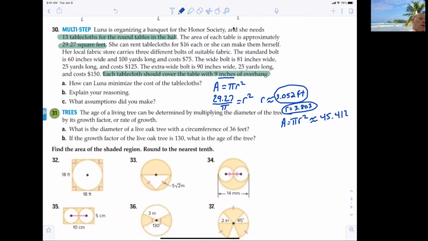Now, I'm going to need how many tablecloths? So I multiply that by 13, right? And so what do we get? $590.47, whatever I heard. And that's square feet, right?